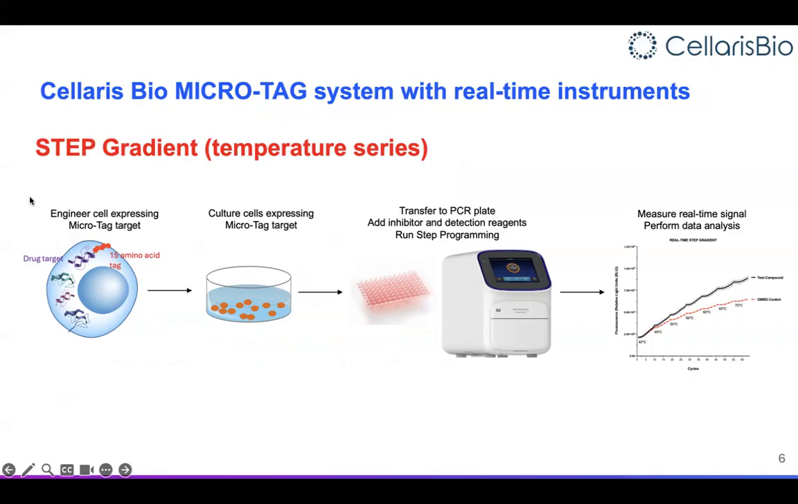And so this slide depicts a workflow of the microtag cell target engagement system where you would engineer cells to express a microtag target. So you would clonally add the 15 amino acid tag to either the N or C terminus of your target, express it in cells, grow it for 24 hours, and then transfer these cells to a PCR plate, add inhibitor or test compound along with the detection reagents, and run a step programming. And in this case, it looks like 40 degrees up to about 70 degrees.